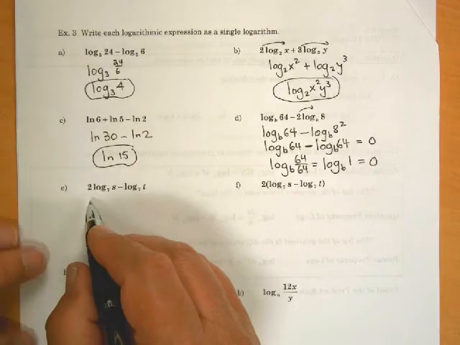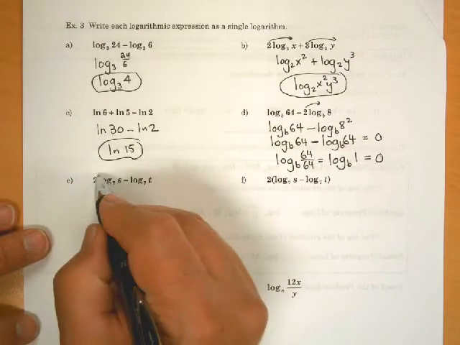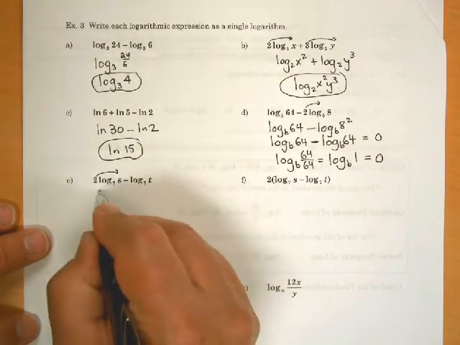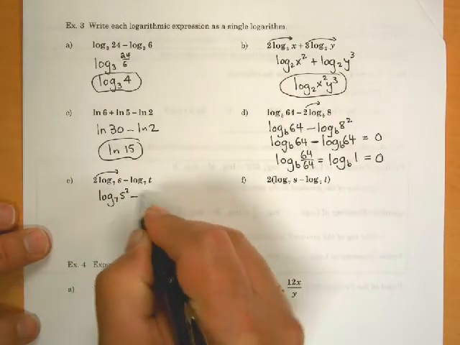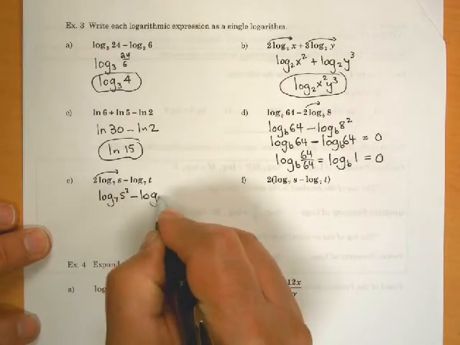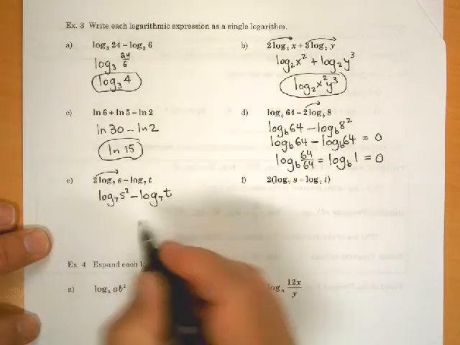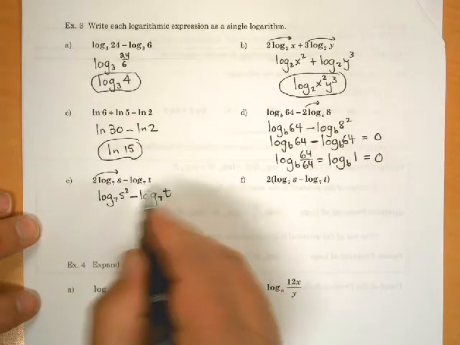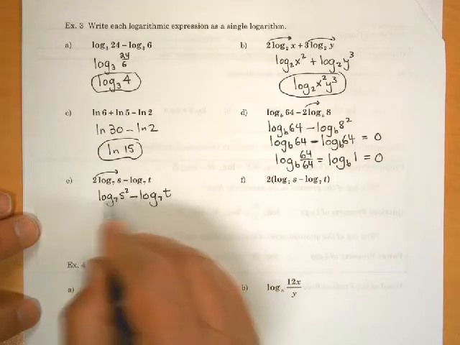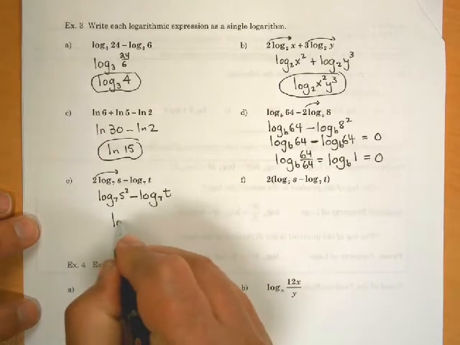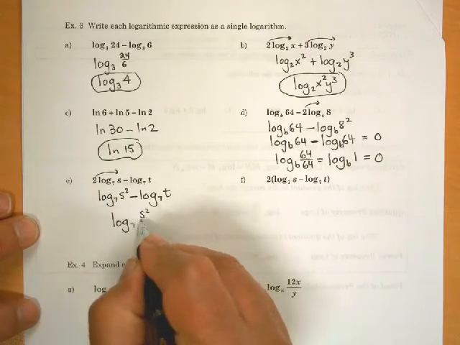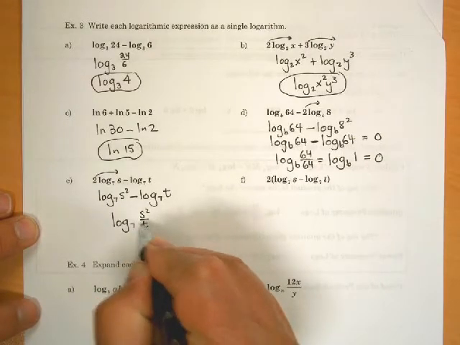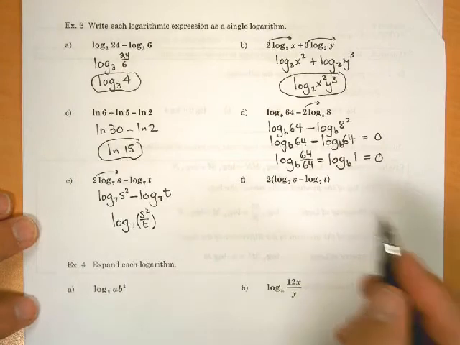Okay, on this next one here, we're going to take the power rule and make that an s squared. And then we're going to do the quotient rule. That minus sign between these two logarithms can be exchanged for a single logarithm with division replacing that. So there's your answer. Okay?